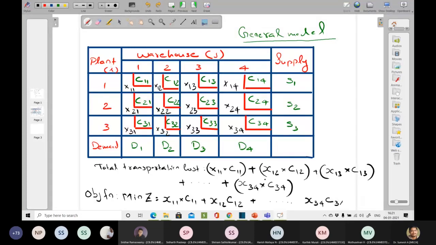Okay. So if a problem like this comes, how many decision variables will be there? 12. Yeah, okay. So now objective I have written. Now what will be the next one? After objective function, what will be the next one? Constraints. Okay, now please tell me the constraints here.